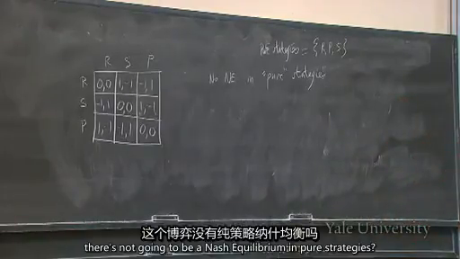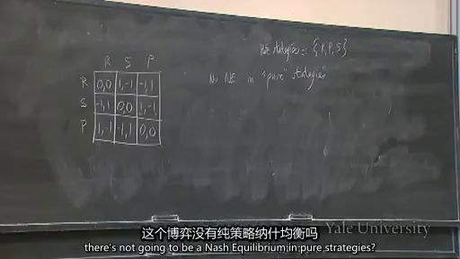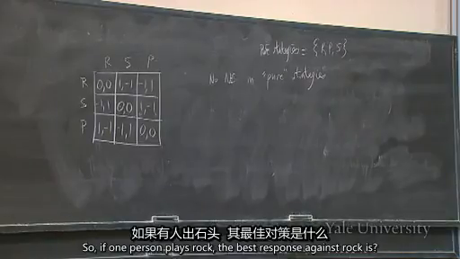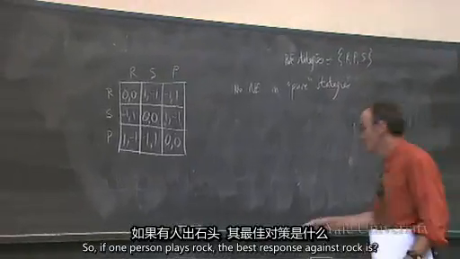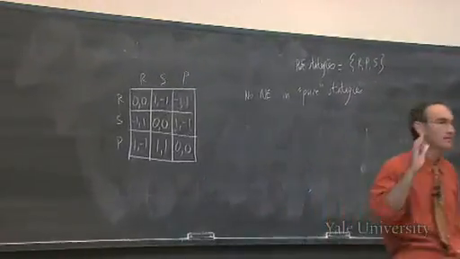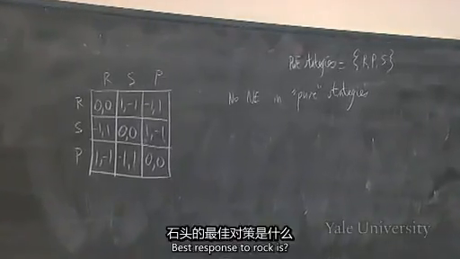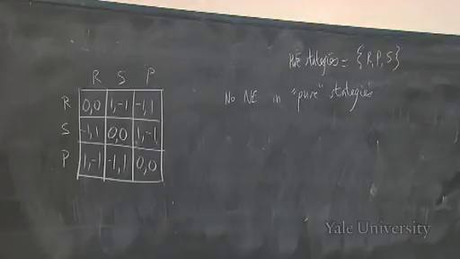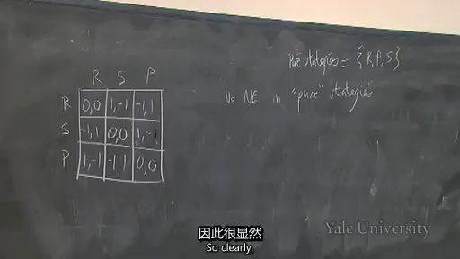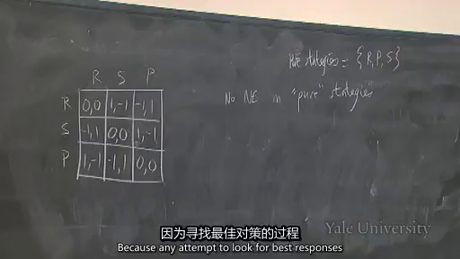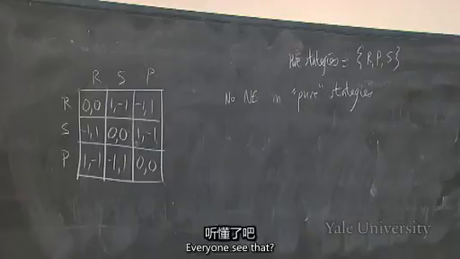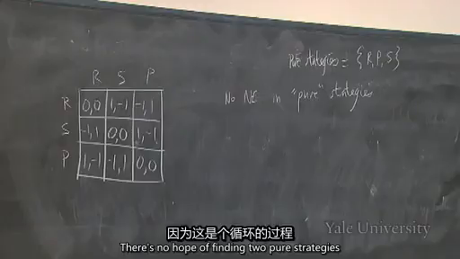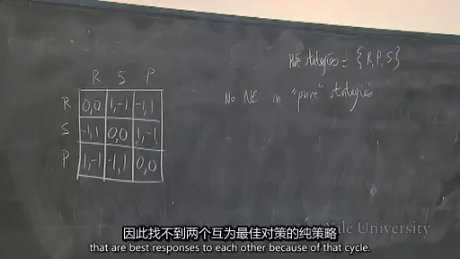Now, can everyone see why there's not going to be a Nash equilibrium in pure strategies? Let's just talk it through. If one person plays rock, the best response against rock is paper. But if you played paper, the best response to paper is scissors, and the best response to scissors is rock. Everyone knows how to play this game. So clearly there's not going to be a pure strategy Nash equilibrium, because any attempt to look for best responses that are best responses to each other leads to a cycle. There's no hope of finding two pure strategies that are best responses to each other.